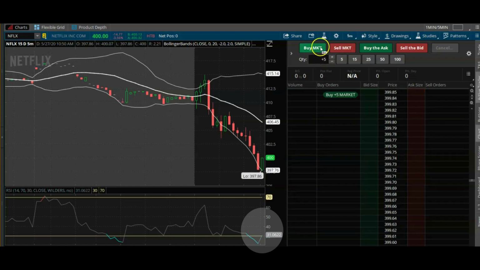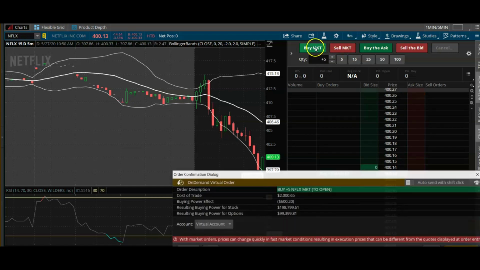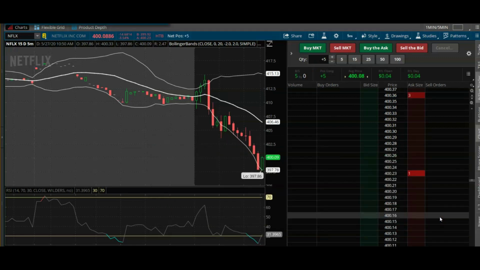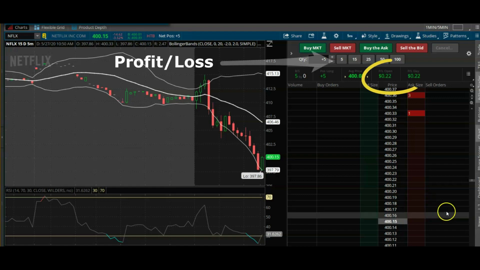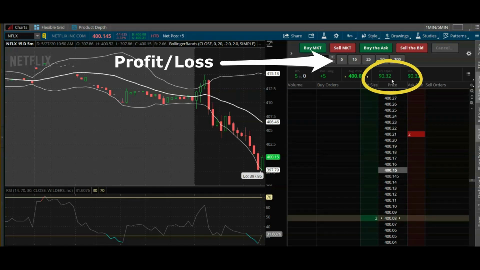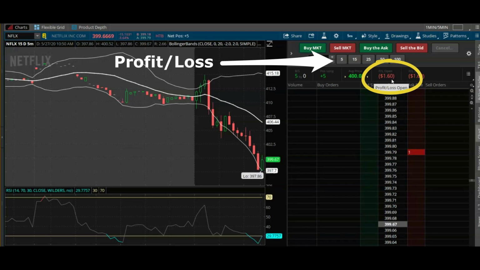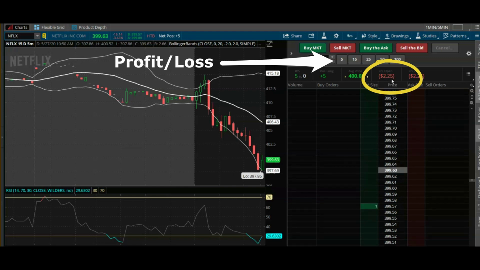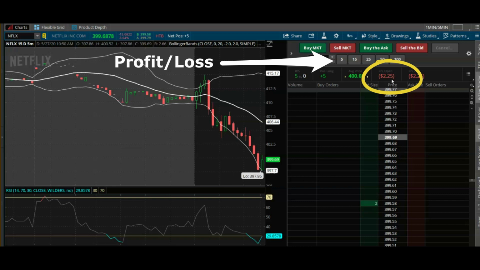I'm just going to pick up 5 Netflix shares. And that's the trade. So we're going to be patient in this trade because it's going to take a little while to get to the top of the Bollinger, or at least close to the top of the Bollinger.